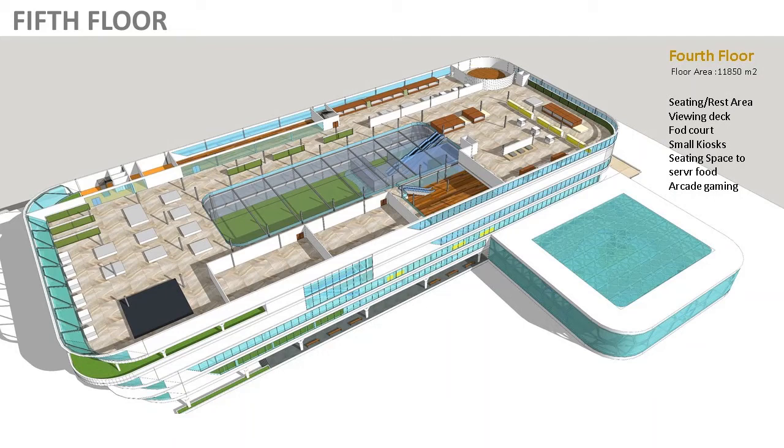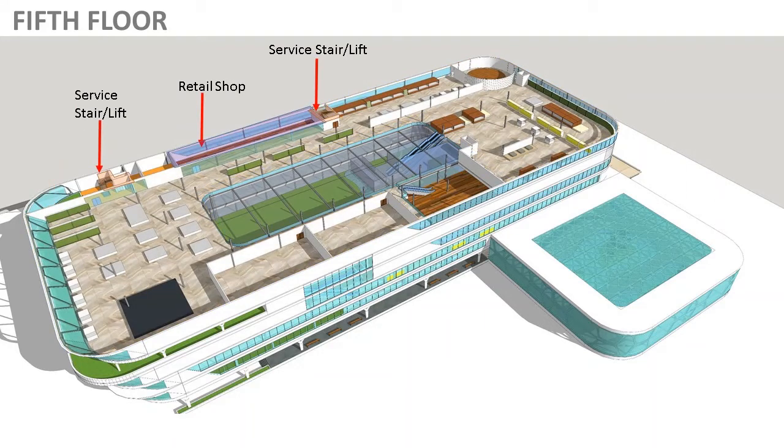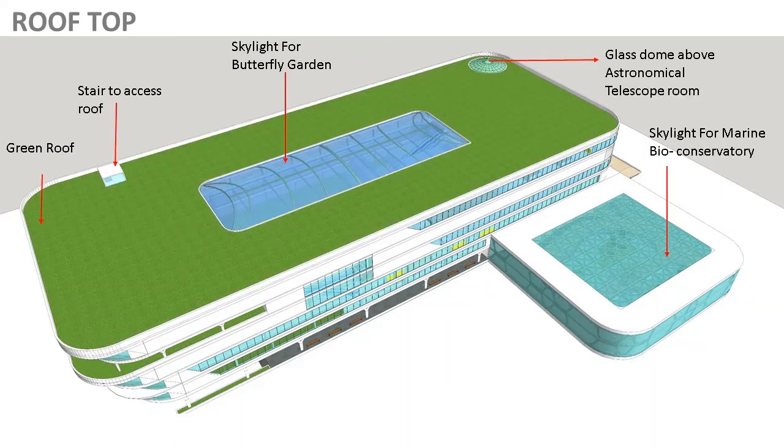The fifth floor. The fifth floor consists mainly of the exhibition hall, which is shown in the yellow highlighted area. Then the red highlighted area shows the location of service stairs, and the blue highlighted area shows the location of retail store. The next slide is a rooftop. So the rooftop is mainly covered in the green roof. There's an access for the service stairs to the rooftop, and the skylight for a butterfly garden is in the rooftop. There's a glass dome above the astronomical telescope room, and the skylight for the marine conservatory.